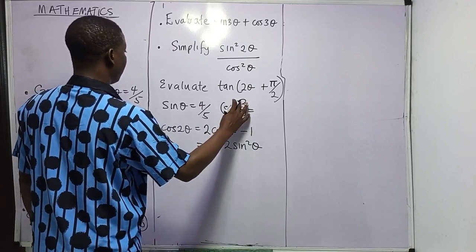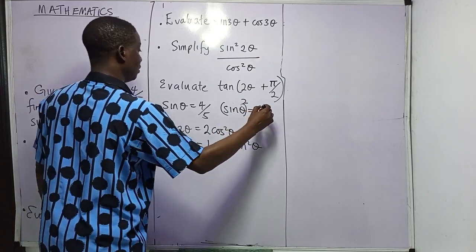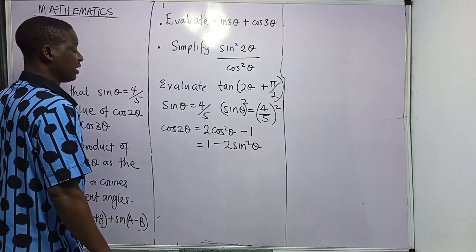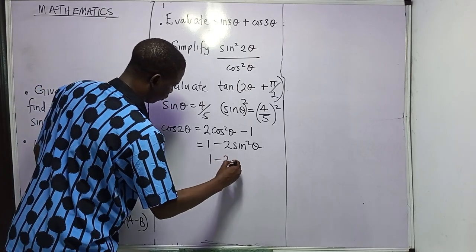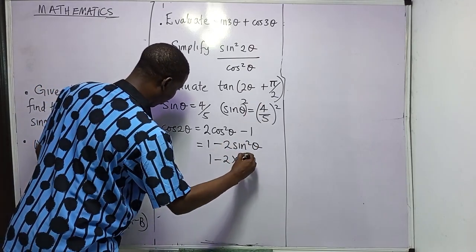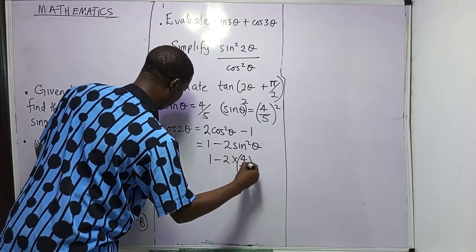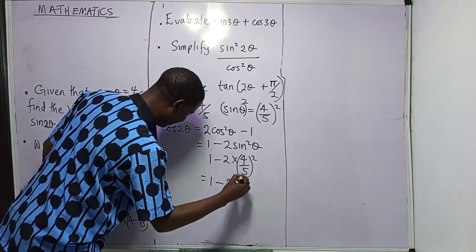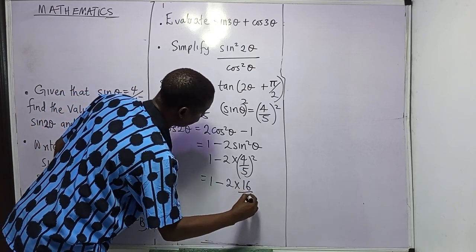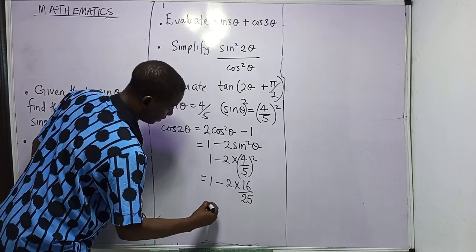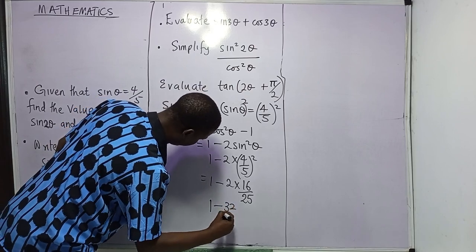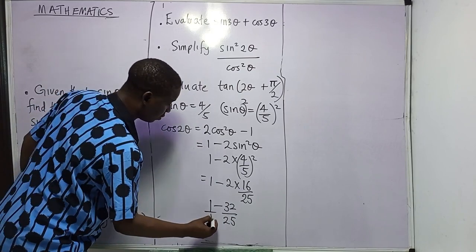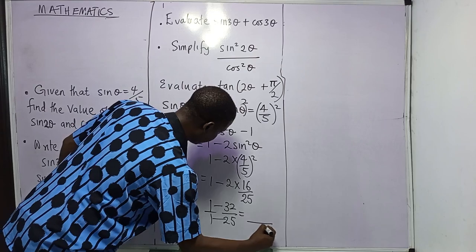So what we want to have now will be equal to 4 over 5 all squared. So we take the square of both sides. I would have 1 minus 2 times 4 over 5 all squared, so that will give us 1 minus 2 times 16 over 25. And that will give us 1 minus 32 over 25.